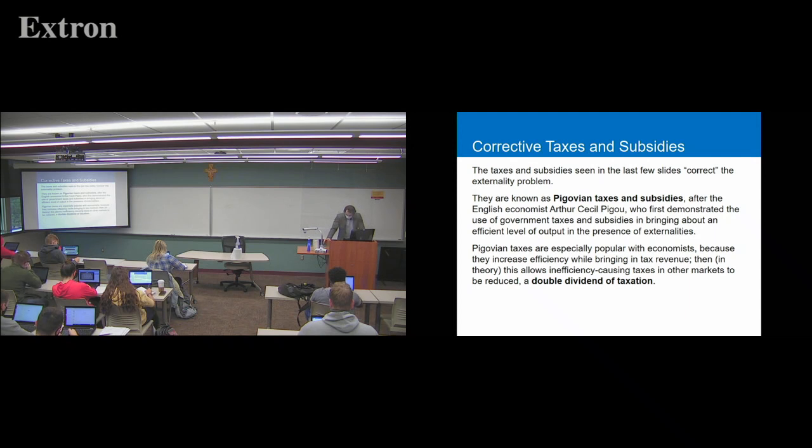All right, so economists love these so-called corrective taxes because they result in more efficient outcomes, because they fix externalities. We call these Pigouvian taxes and subsidies because the economist A.C. Pigou developed the idea over 100 years ago.